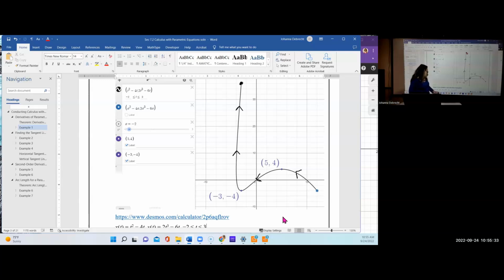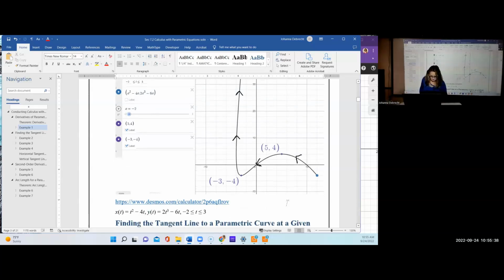In this particular case, I believe if we plug in, I'm not sure, let's test and see. So when t equals 1, what am I going to get for x? That would be 1 minus 4, which would be -3. And when t is 1, y becomes 2 minus 6, which is -4. So the critical point at 1 corresponds to this relative minimum that you see right here, right?